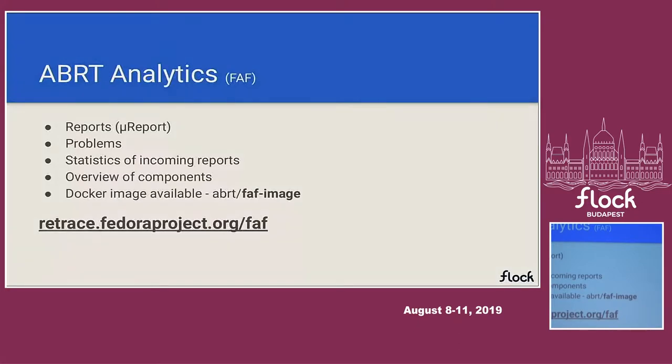ABRT Analytics also provides you with statistics of the incoming reports. You can see what's crashing in your application, a basic overview of the components, and what types of crashes you have. We have this retrace server running on the Fedora project, but you can also create your own instance. We have a Docker image available. If you run docker pull of the ABRT FAF image, and also the ABRT Postgres image from us, you can set up FAF and report the crashes to your instance and see what's happening on your system, and you don't have to send it to the retrace server.